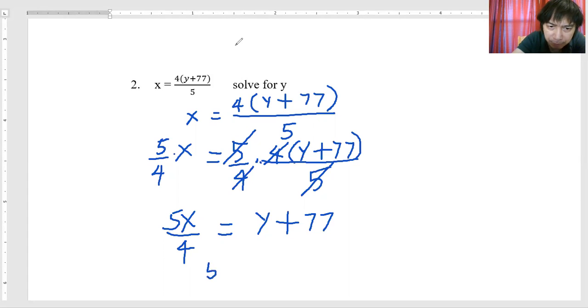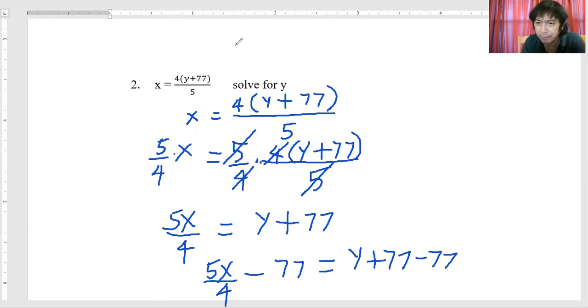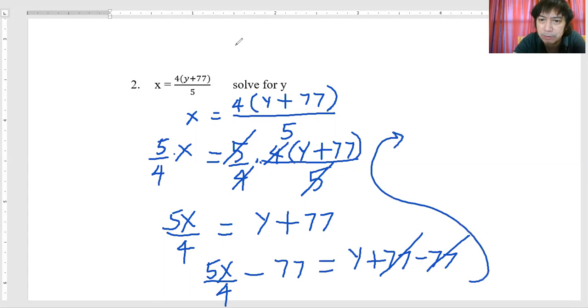You have here 5x over 4 minus 77 on both sides. So you have y plus 77 minus 77, and the 77 cancels out. You now have the right side, just the letter y. The right side is now just y, and the left side, of course, is 5x over 4 minus 77.